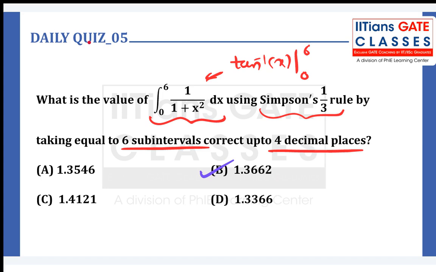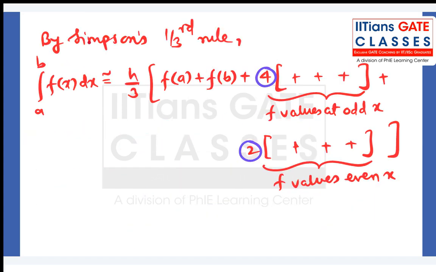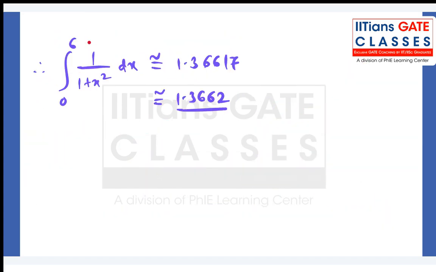I think this was your last question, a standard question. In place of Simpson's 1/3, they can ask you Simpson's 3/8, trapezoid, anything they can ask. And then the next part, as I told you, error, relative error, true error, absolute error, all those things are also possible.